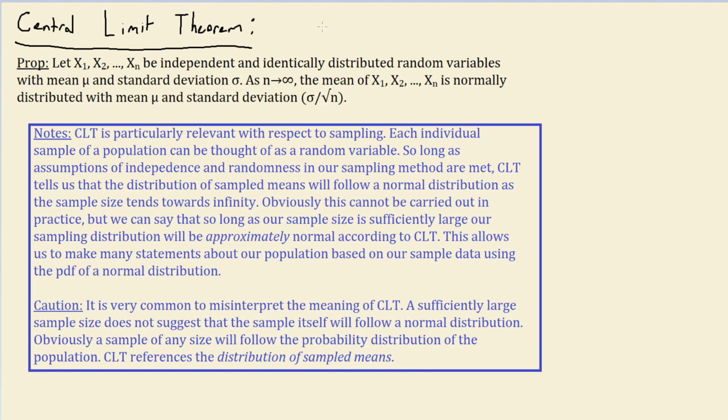Our sample is based off of the population distribution. It's going to look more and more like the population distribution, if anything. What we're referencing with the Central Limit Theorem is the distribution of sampled means as our sample size increases. So it's a very important distinction.